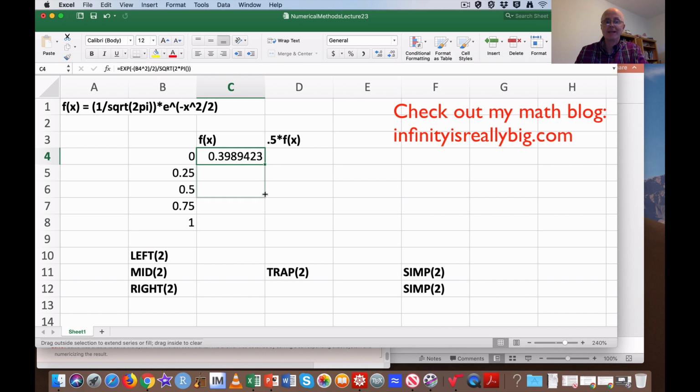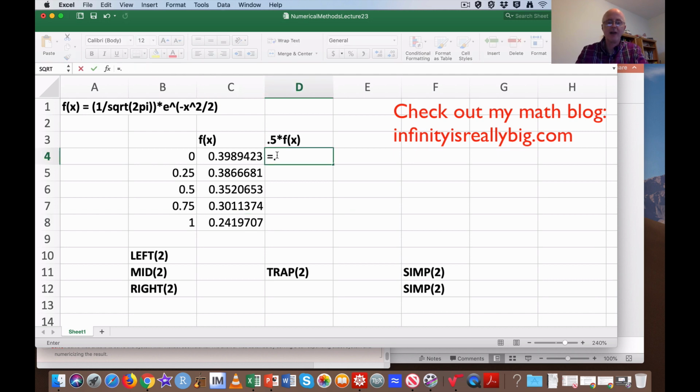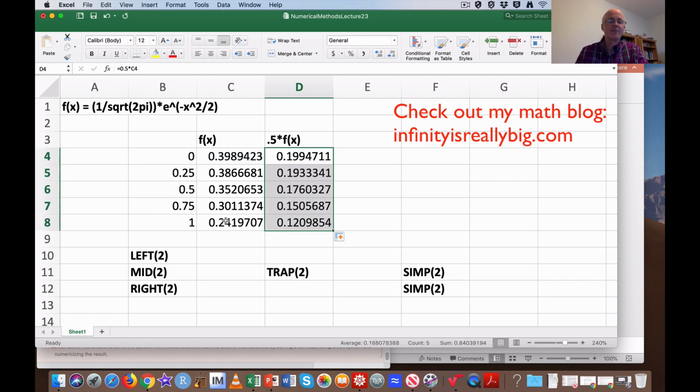And then if you copy and paste this, it will update it correctly at the other values, because what happens is the B4 gets changed to a B5 here, then a B6, then a B7, then a B8. That's the way spreadsheets work. It's going to be handy to multiply those numbers by 0.5, representing the original delta x. So I go ahead and get these values.